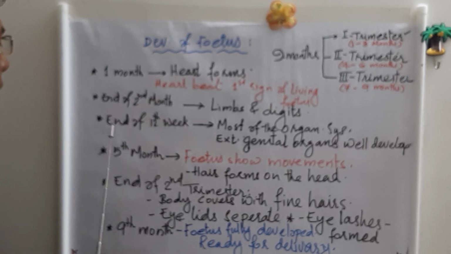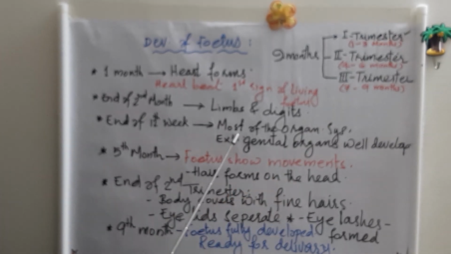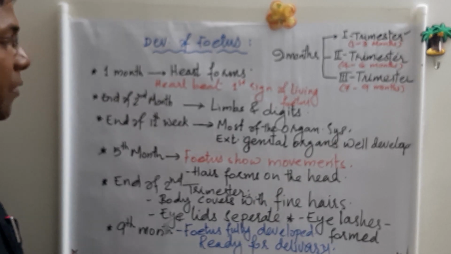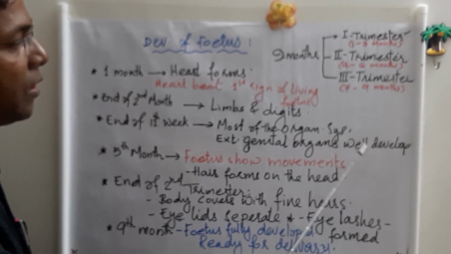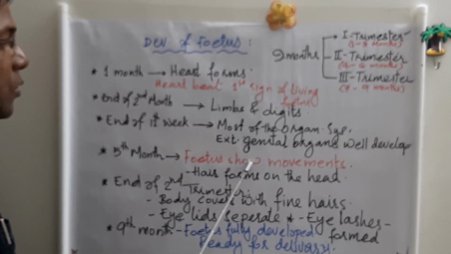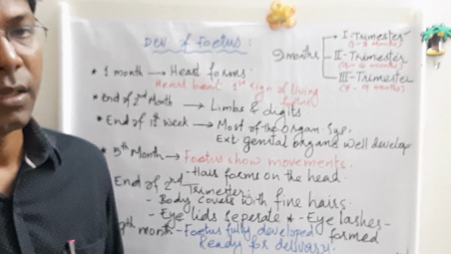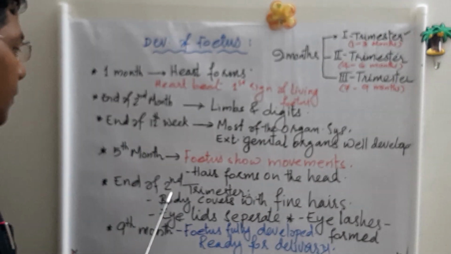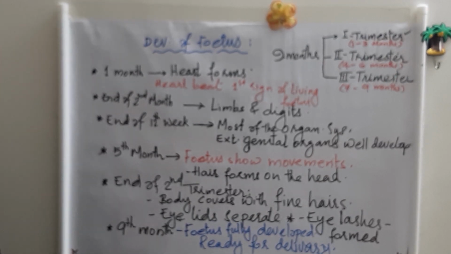And at the end of the 12th week, that is the first trimester, 3 months when completes, most of the organ systems are formed, and also the external genital organs are well developed. Then end of 5th month, fetus shows movements. At the same time, hair forms on the head. Eruption of hairs on the head is seen at the 5th month.